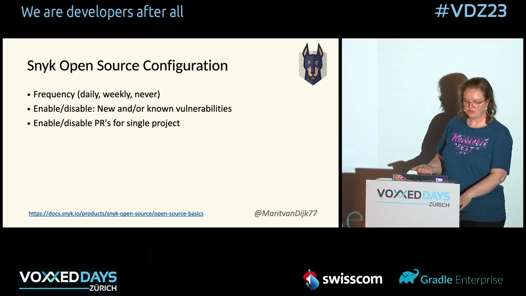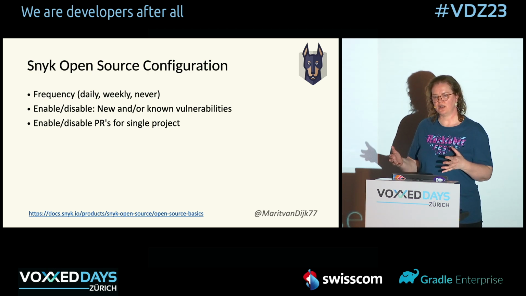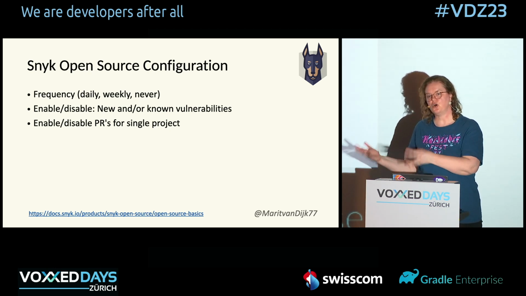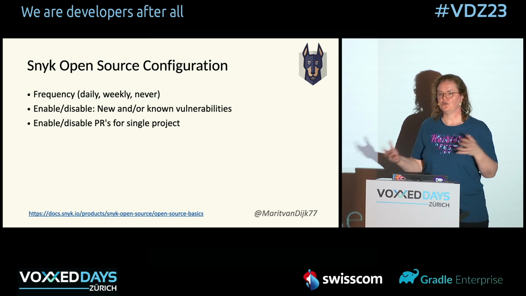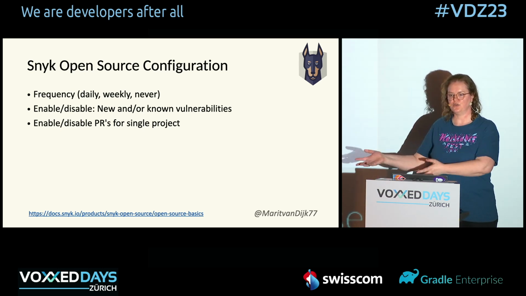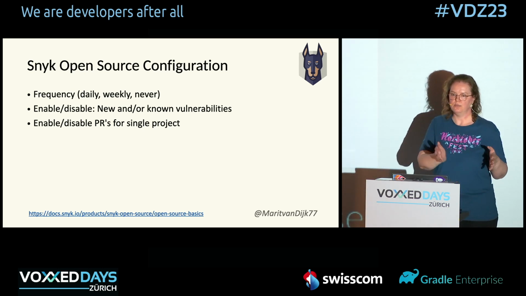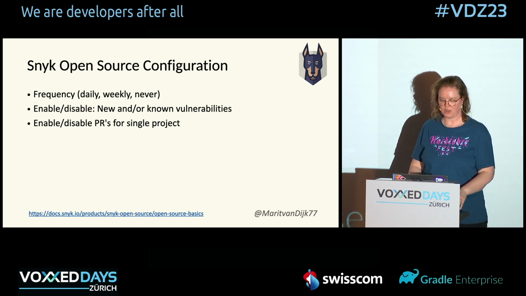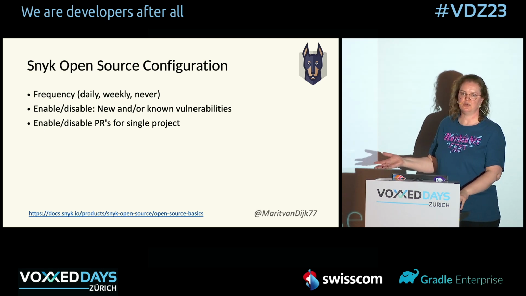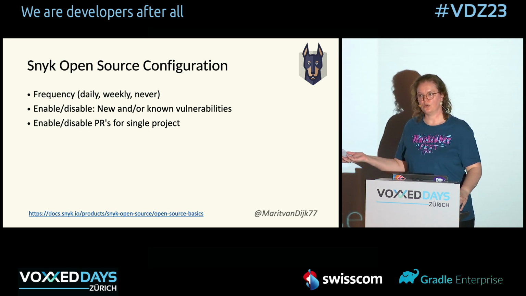You can set the frequency. You can enable and disable whether to check for already known vulnerabilities or only for newly disclosed vulnerabilities, so that you could separately get rid of your backlog of known vulnerabilities while making sure that you're not getting any new ones, or do one or the other. And you can enable or disable it for specific projects. So you can make it so that it works only on one project, but it's not an easy option right at the start.